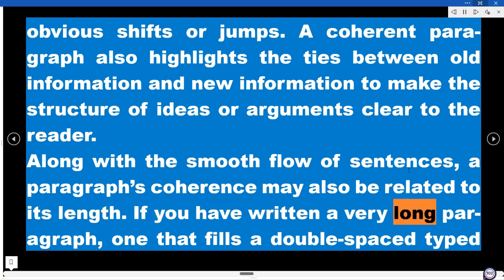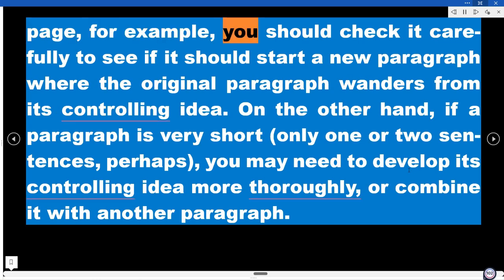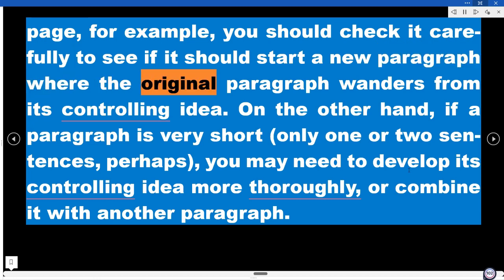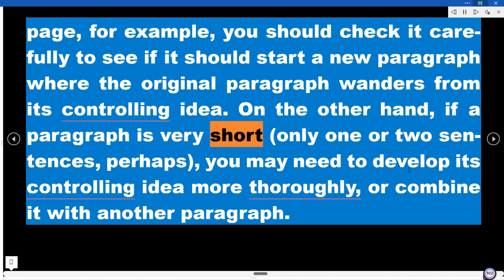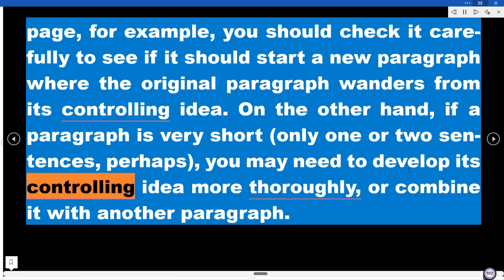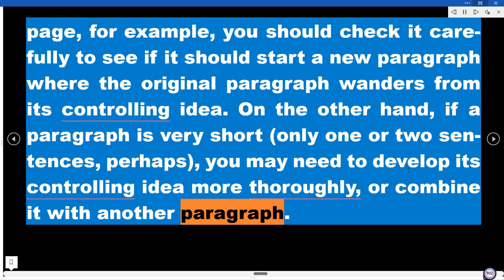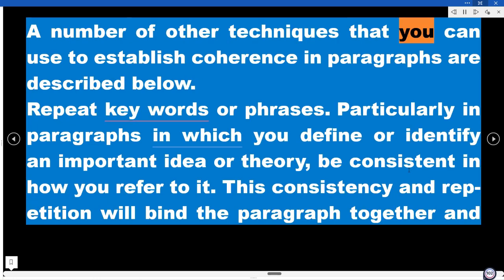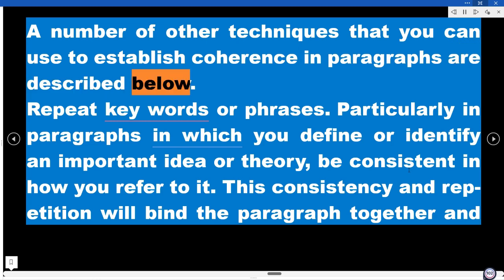If you have written a very long paragraph, one that fills a double-spaced typed page, for example, you should check it carefully to see if it should start a new paragraph where the original paragraph wanders from its controlling idea. On the other hand, if a paragraph is very short, only one or two sentences, perhaps, you may need to develop its controlling idea more thoroughly, or combine it with another paragraph. A number of other techniques that you can use to establish coherence in paragraphs are described below.